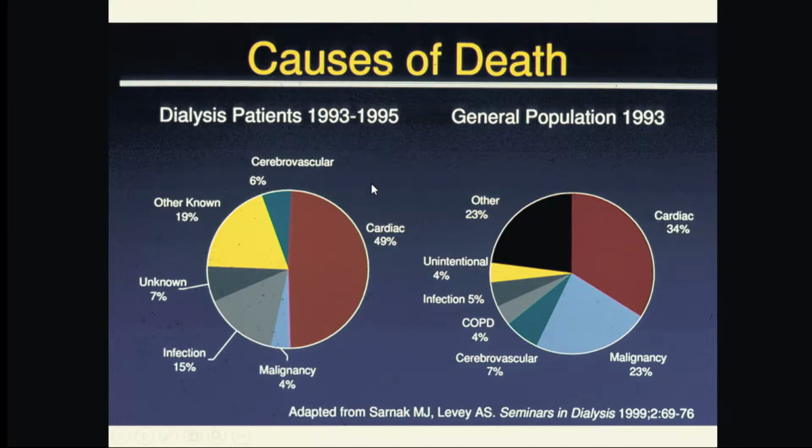But what are the causes of death in people with end-stage renal disease? The vast majority of the people with end-stage renal disease don't die from kidney failure, because we can replace kidney function. We can treat that with dialysis or transplantation. The vast majority of people with end-stage renal disease die from cardiovascular disease, that is heart disease.